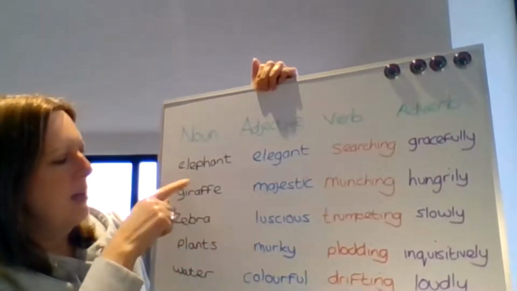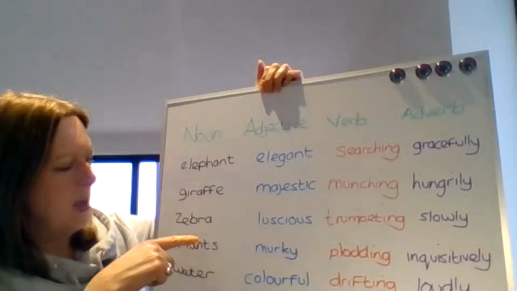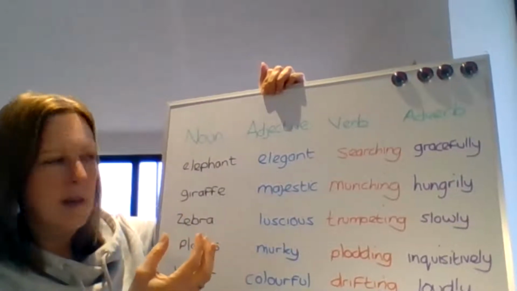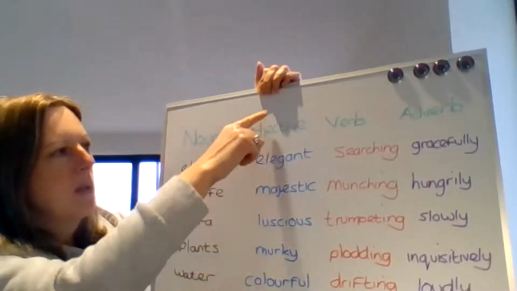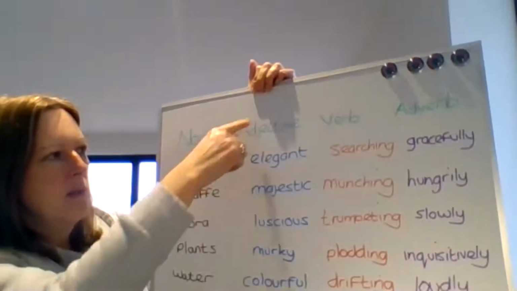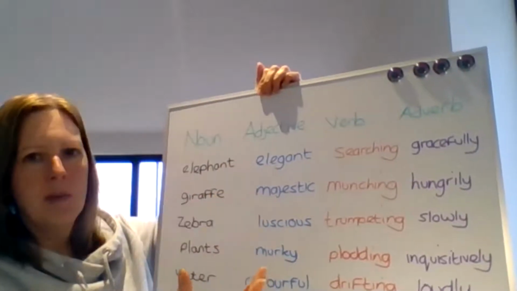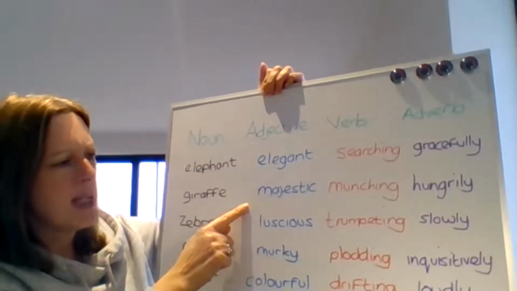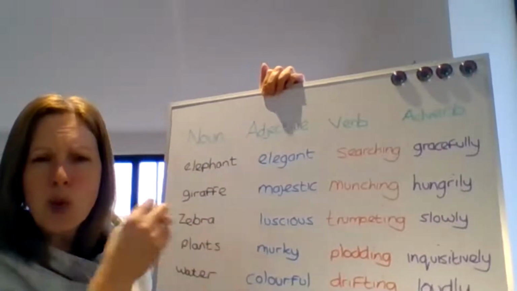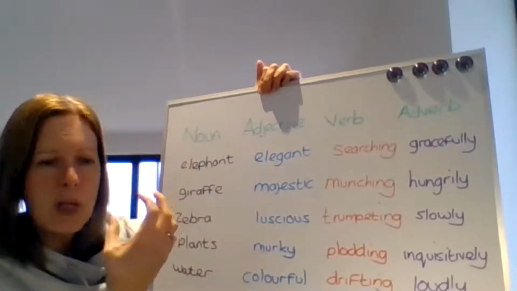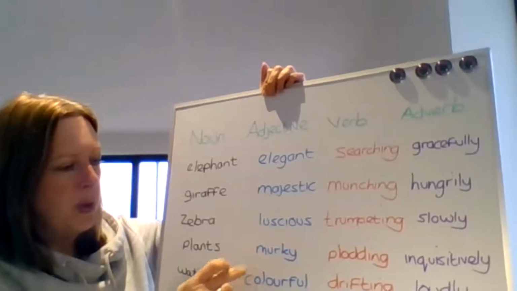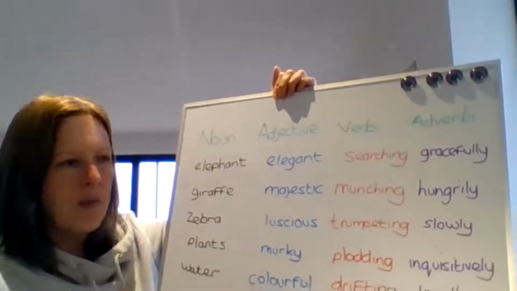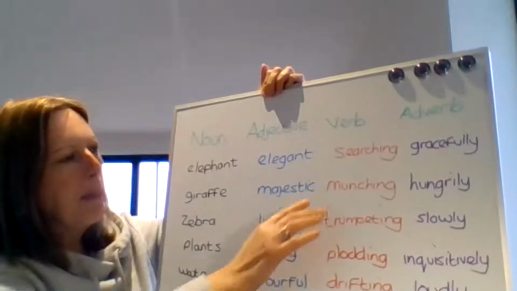Okay, so we've got our elephant, giraffe, zebra, plants and the water. Those were the objects that we could see in there. These are our adjectives here, that when I looked at the picture, I was thinking of. So we talked about the word elegant and majestic, luscious, because it was so green. Those plants were so green in that picture. The murky water, and it was colourful. The whole scene itself was a very colourful scene.